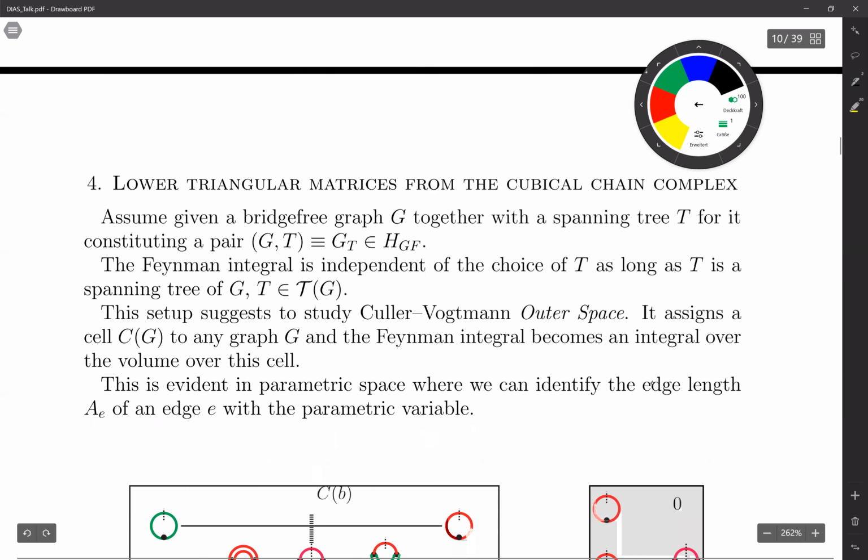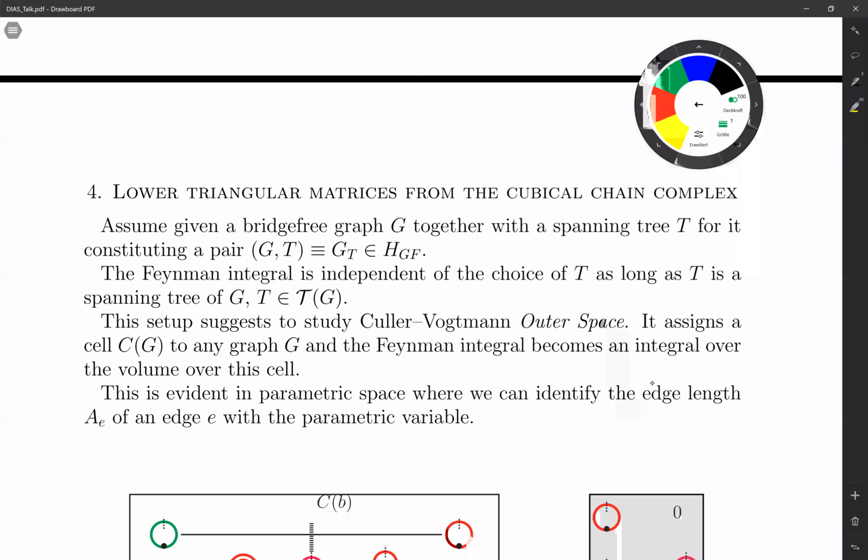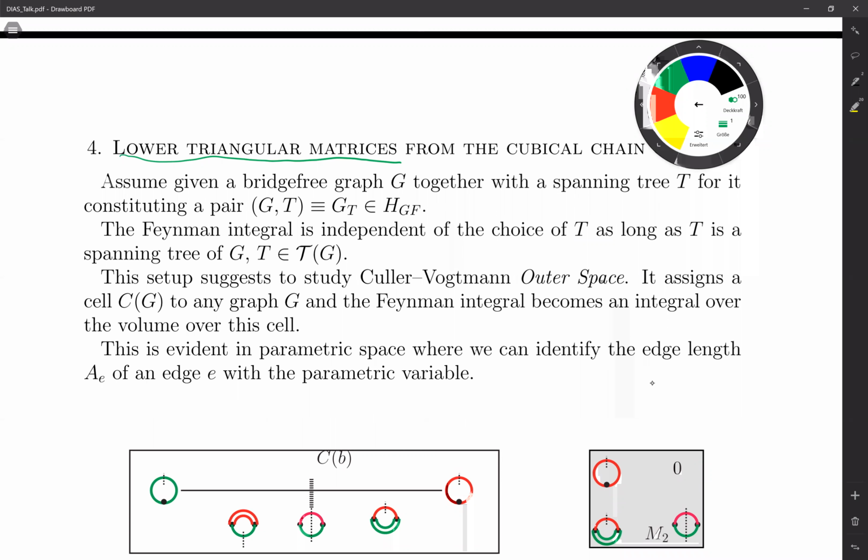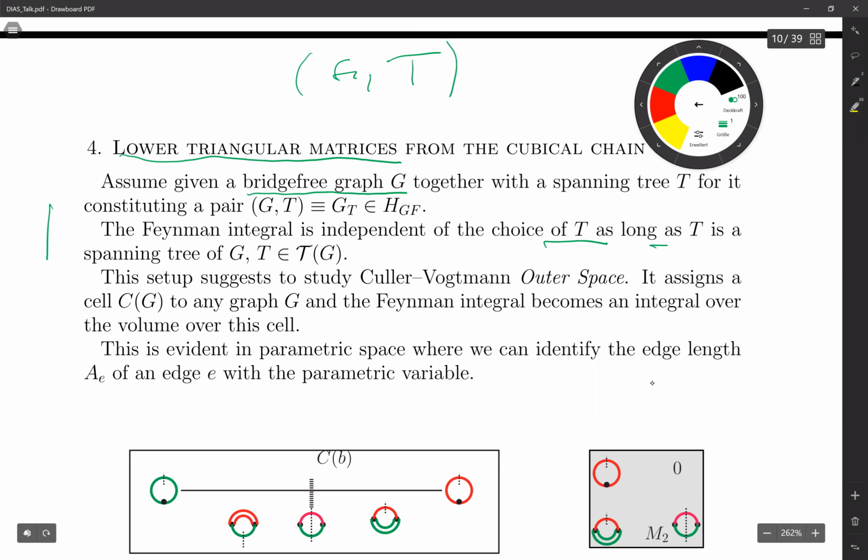Okay, so now we come to something which looks completely different, and that's for me a very exciting story, that this connection does exist, namely a connection to something called the cubic chain complex, and we have to see what this is. So instead of looking just at a graph G, I want to look at a pair of the graph G and a spanning tree T for it. You can define, if you like, a Hopf algebra for such pairs by just looking where in the ordinary Hopf algebra the pieces of the spanning tree go, and a couple of consistency conditions, but that's easy to work out. And clearly, the Feynman integral is independent of the choice of a spanning tree, as long as T is a spanning tree of G, because you can follow the rules.